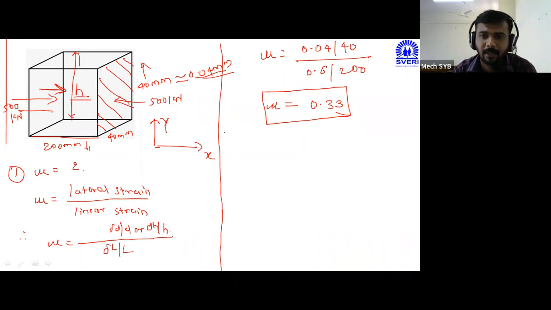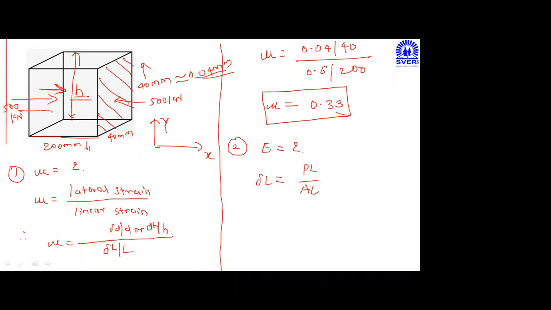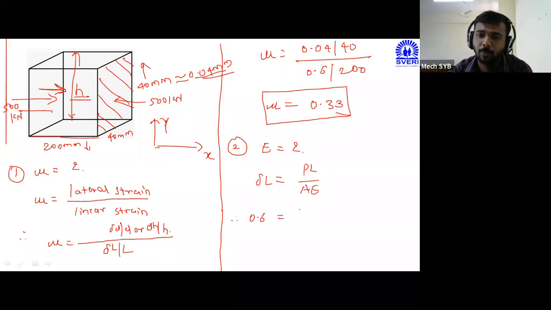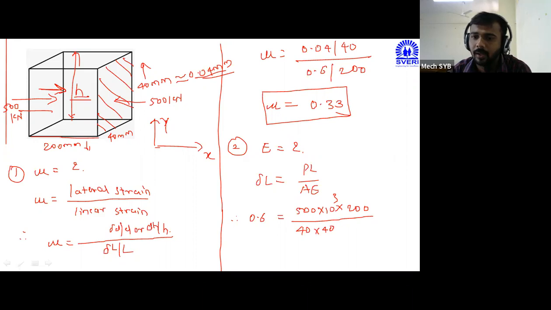The next parameter we have to calculate is the Young's modulus E. Which formula do we have to use for the Young's modulus E calculation? We have the delta L formula, PL upon AE. So delta L is equal to 0.6, is equal to P, 500 into 10 raised to 3, into length 200, divided by area 40 into 40, into Young's modulus E.